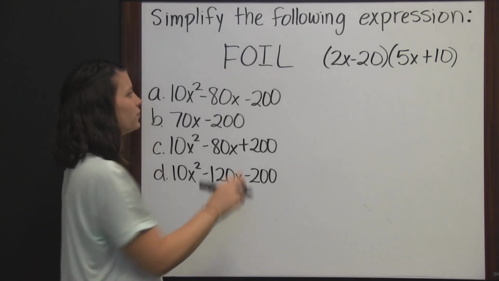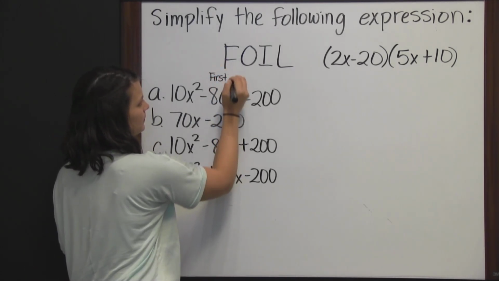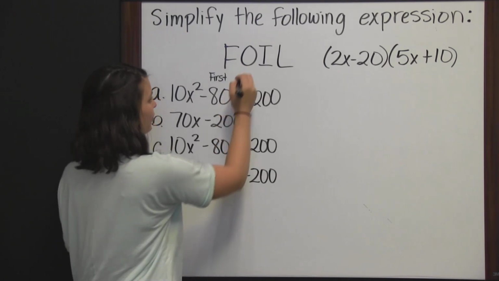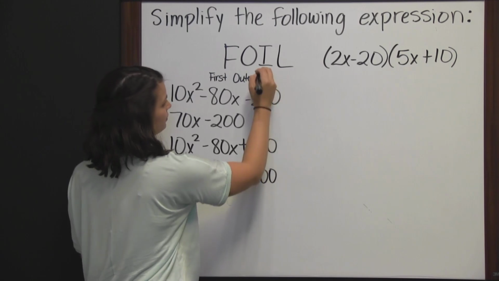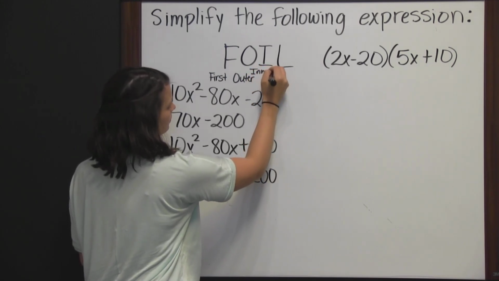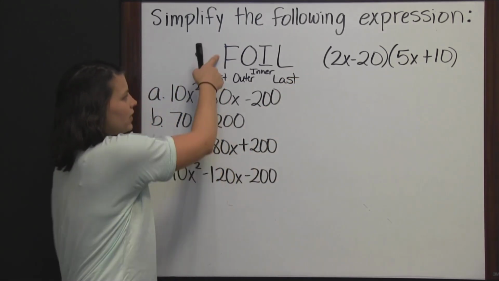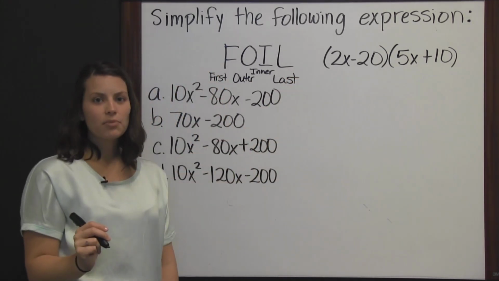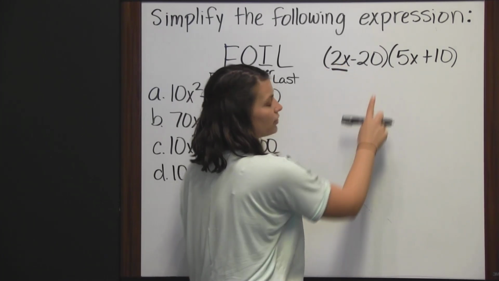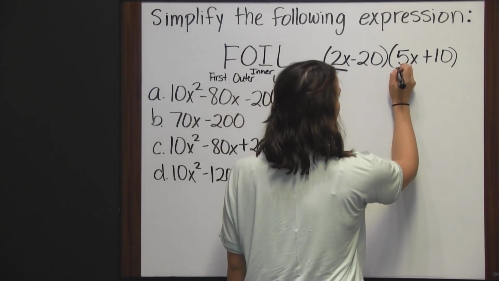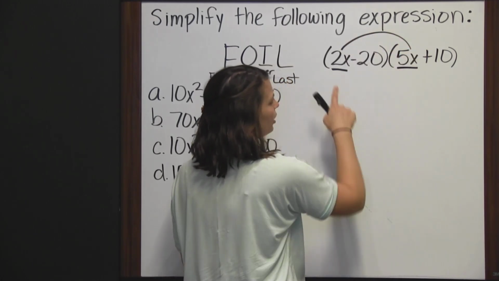And FOIL stands for first, O stands for outer, I stands for inner, and L stands for last. So the F, first, means to multiply the first term in the first binomial times the first term in the second binomial. First times first.